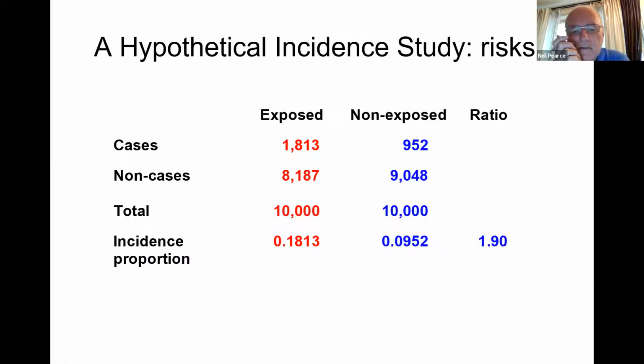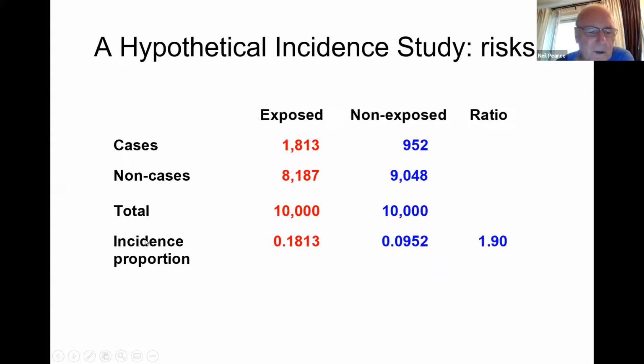So here's some hypothetical incidence data. We have 10,000 exposed people and 10,000 non-exposed people. Let's say we follow them for about 10 years and we see who gets the disease that we're studying. It doesn't really matter what it is. You can see in the exposed group, over 10 years, 1813 out of 10,000 get the disease. And that's an incidence proportion of 0.1813. So it's just 1813 over 10,000.